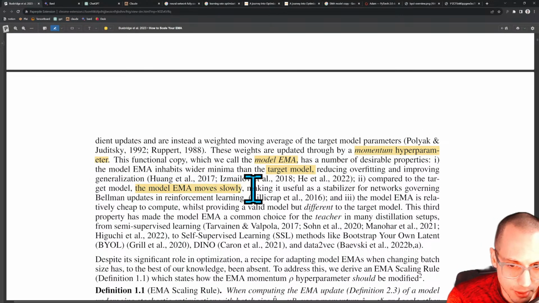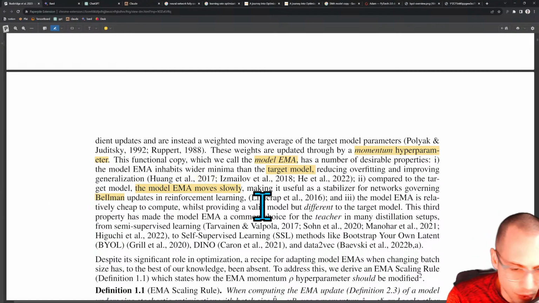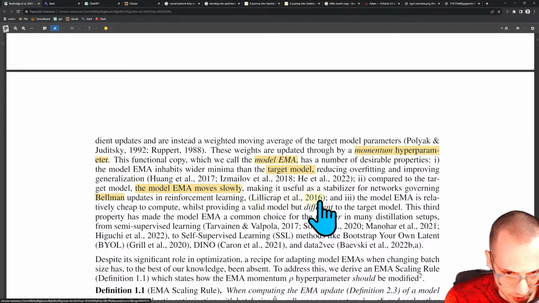The EMA model moves slowly, making it useful as a stabilizer for networks governing Bellman updates in reinforcement learning. So, another deep cut here. Reinforcement learning is based on this Bellman equation, which is basically the discounted reward over some amount of time. It's not necessarily worth going into that because I feel like reinforcement learning is a bunch of garbage at this point. But that's the old school reinforcement learning here. You have a 2016 reference to this Lillicrap paper.